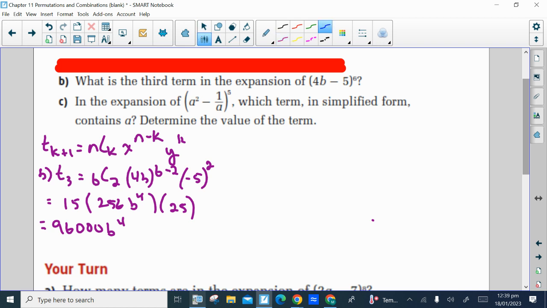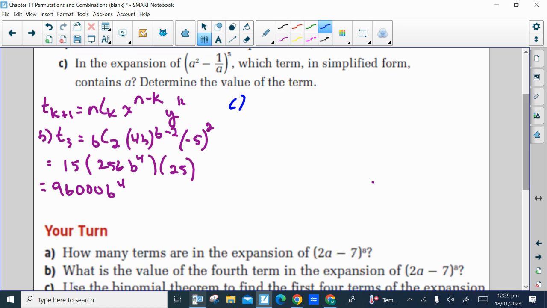Part C now. In the expansion of a squared minus 1 over a to the fifth, which term in simplified form contains a? And that means a to the power 1. That's what it means. a to the power 1. So we're starting with a squared minus 1 over a to the power fifth. So what I would do for that is I would first say, well, 1 over a is a to the negative 1. 1 over a is a to the negative 1.